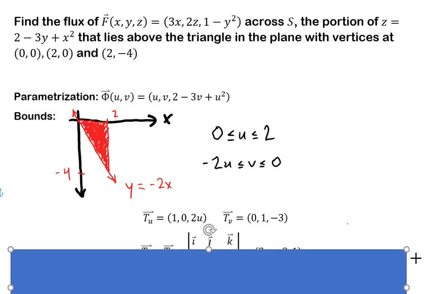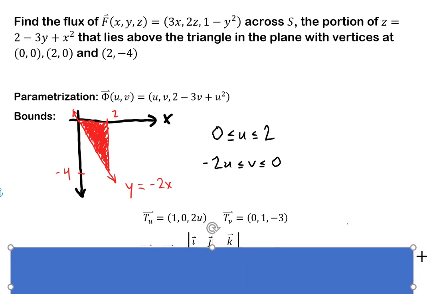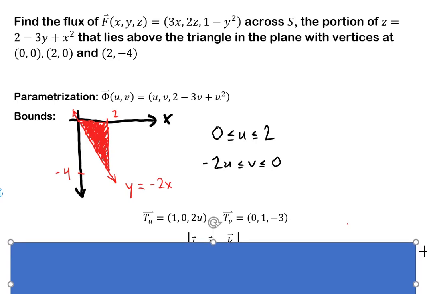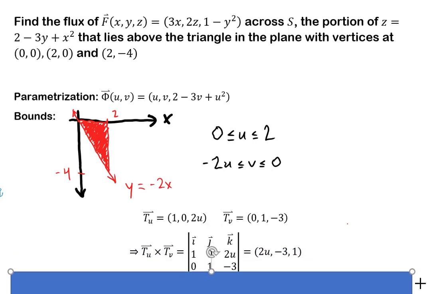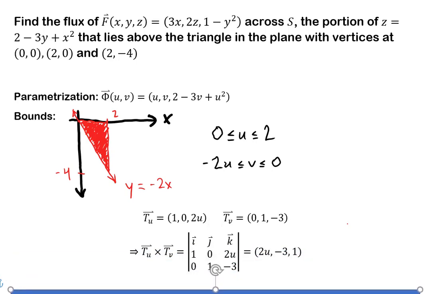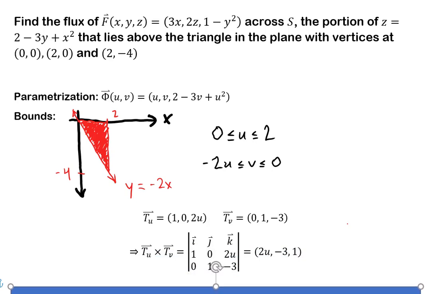Now we go back to our typical routine process. We're going to find the partials of our parameterization with respect to u and v. Again, pretty basic, pretty straightforward. We get (1, 0, 2u) and (0, 1, negative 3). Take the cross product of these vectors, and we are going to get (2u, negative 3, 1).